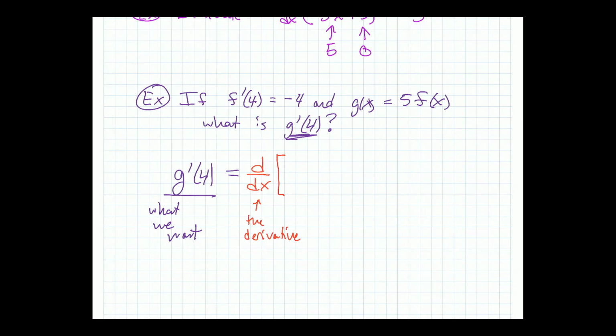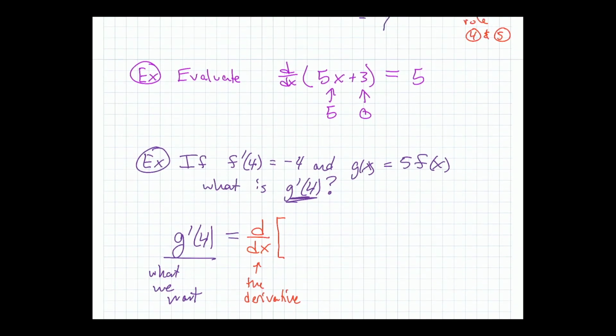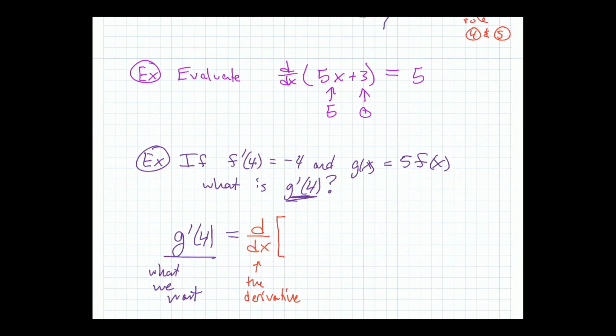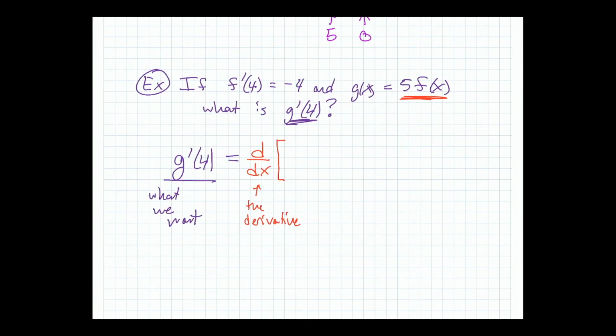Now, what's the function that we're taking the derivative of? The derivative is of g, right? We're taking the derivative of g. So g here is 5f of x. Maybe I'll even write it just as g to start with, just to illustrate something here. So what I wrote so far says the derivative of g.